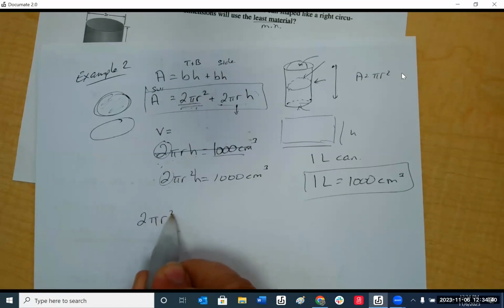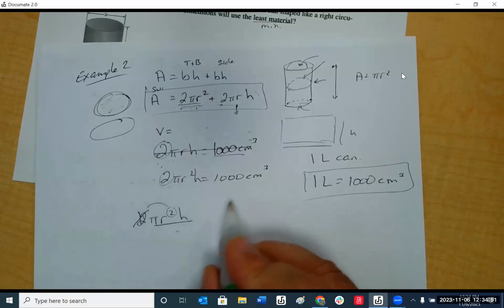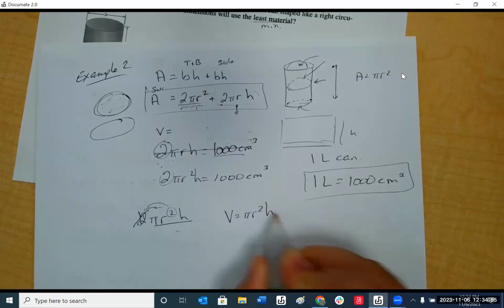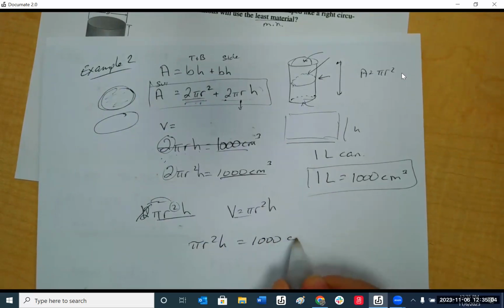It can't be pi r squared h. It's got to be this for sure. I don't know about that because there's the 2. Yeah, if it's just the volume, then it's just pi r squared h. So pi r squared h, that's the volume. So we have to set this equal to 1,000. So we have pi r squared h equal to 1,000 cubic centimeters.